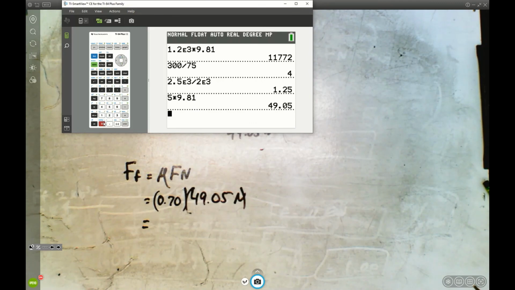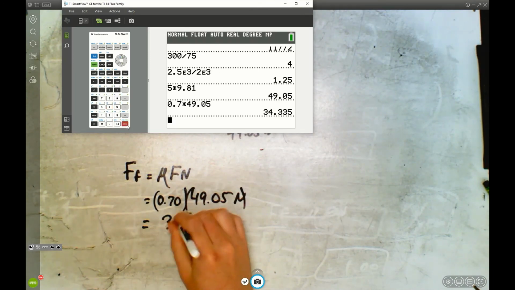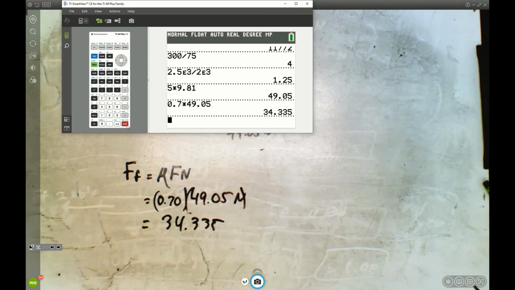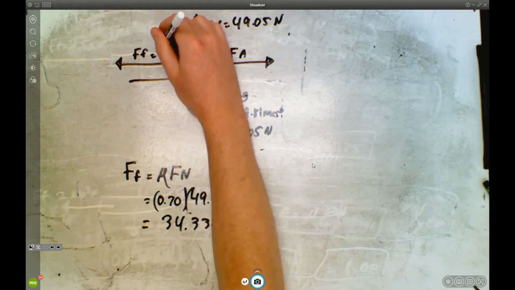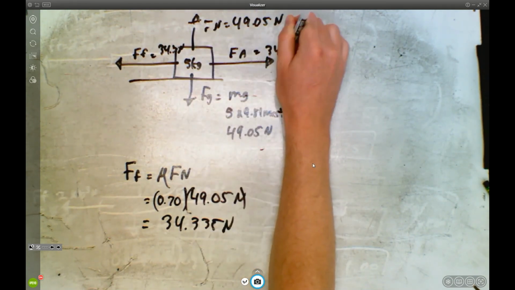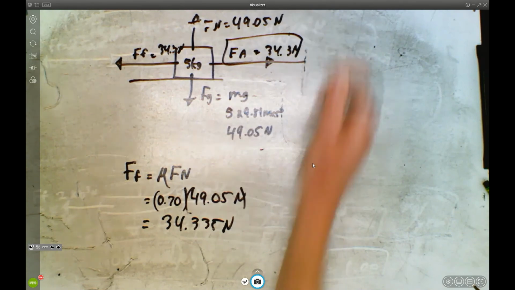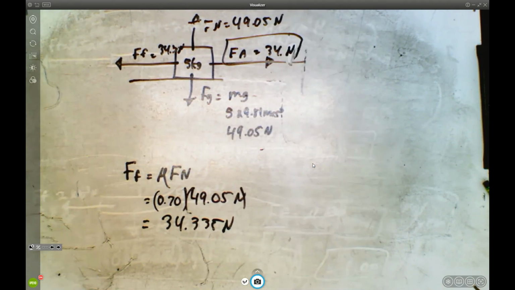And if I do that, 0.7 times 49.05, I get 34.335. And we know that it's moving at a constant speed, so if this is 34.3 newtons, then this is 34.3 newtons. And I have 2 sig digs, so it'd just be 34 newtons would be my final answer. Okay, using the free body diagrams and the formulas to help you.